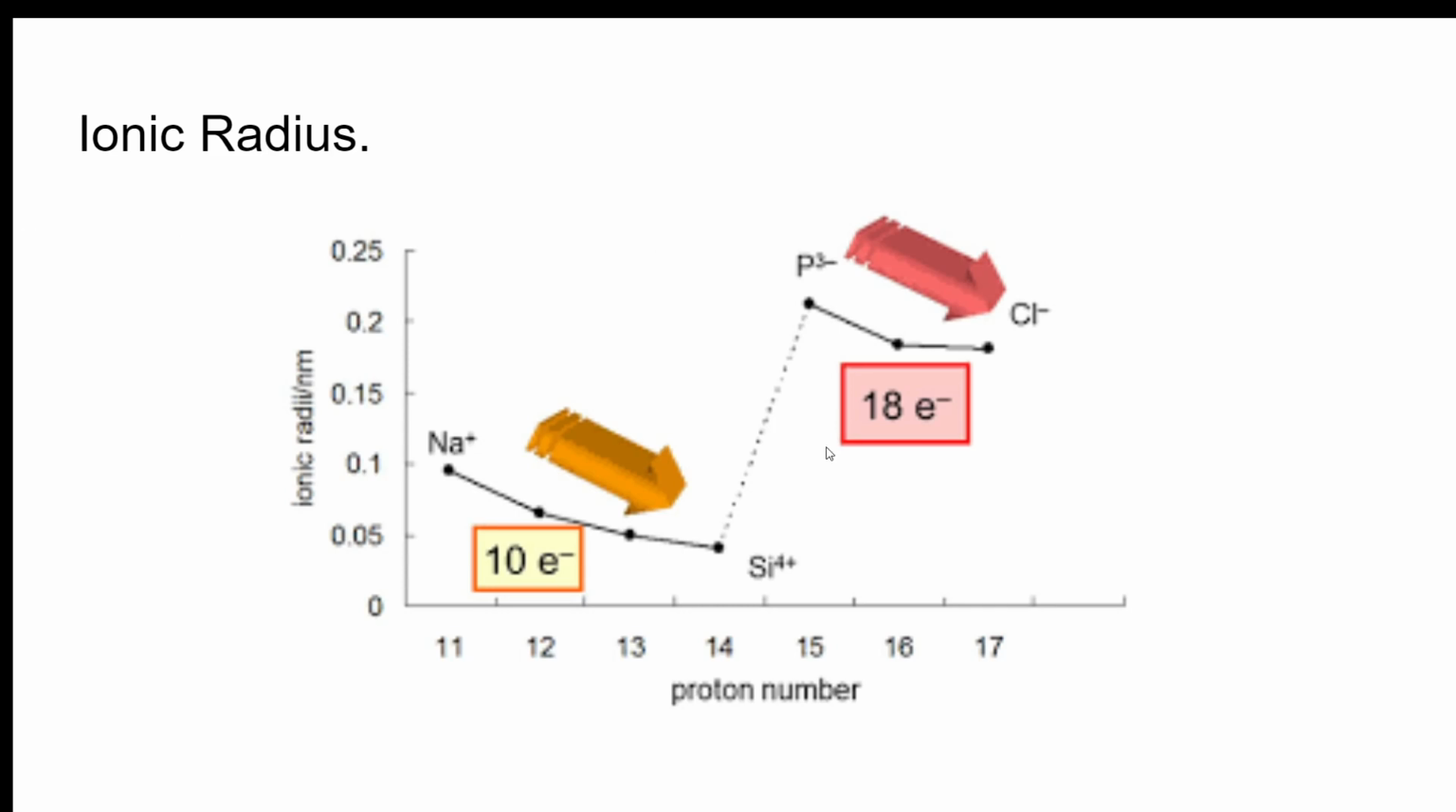Next is going to be ionic radius. And ionic radius is going to be a factor that is reliant upon the fact that different compounds are going to lose electrons. And ionic radius is going to be a case where the ions are going to end up having a jump once we go from metals to nonmetals.